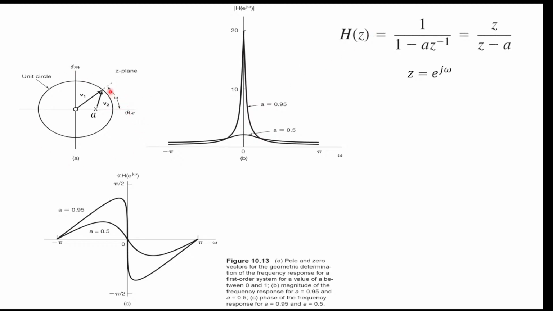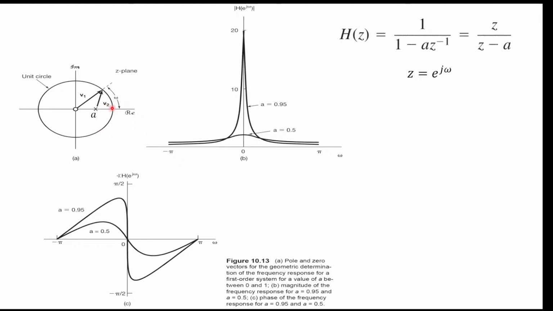So you change the angle here, the angle will be omega. You can change omega from 0 to 2 pi, and then this will be a periodic function with period 2 pi, so we are back to z equal to e to the j omega. And there is a pole here and a zero here.